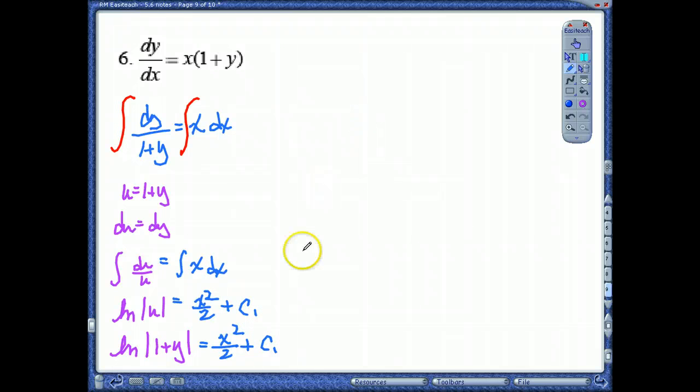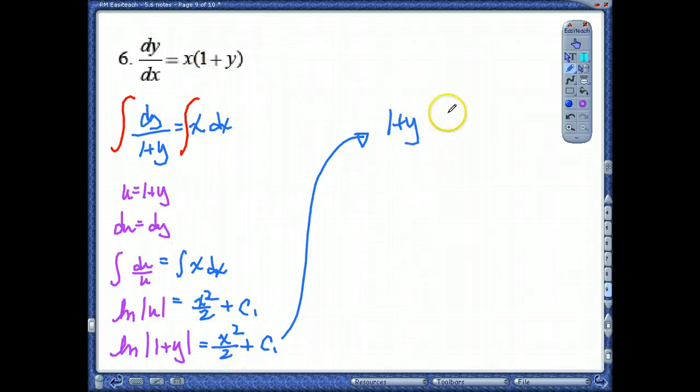It does not matter. But we know to get up here, we're going to e both sides. Okay, so we're going to lose our absolute values here because we know through our domain restrictions that it has to be positive. And then that's going to give us e to the x squared over 2 plus c, c1. We're going to split that apart.